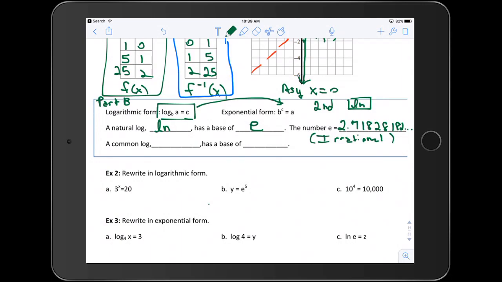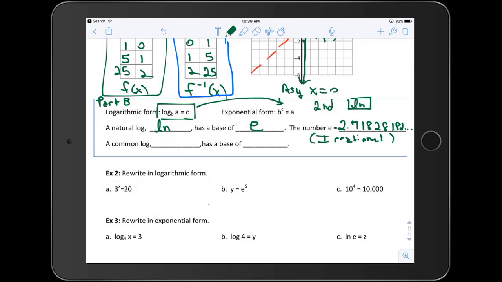And that is a number that is used in math, most notably at your level, to compound interest continuously. And we'll be talking about that in the next section or the section after that. But anyway, the number e is an important number to know, and keep in mind that ln, natural log, is used when you have a base of e.